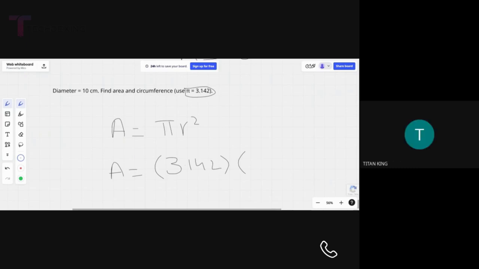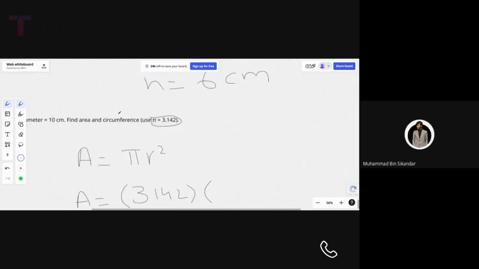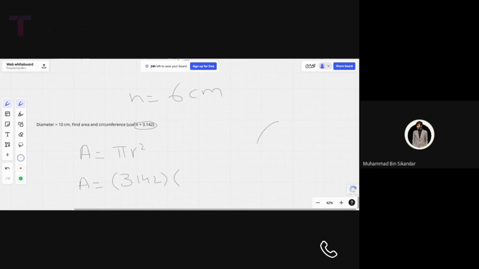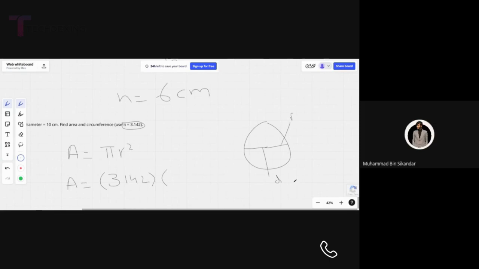What is the radius? It is a diameter. Okay, diameter would be the radius. No, no, no. Let me clarify again. Earlier, I told you that if I have a complete circle, the radius is the distance from the center to the outer edge. This one is called radius. But in some questions, you will be given the complete length. The complete length is called diameter. So to calculate the radius, we divide the diameter by 2.